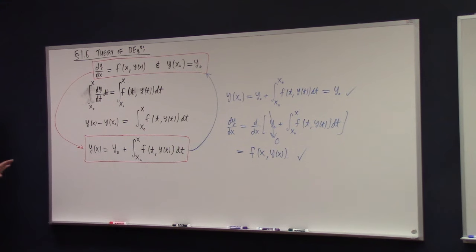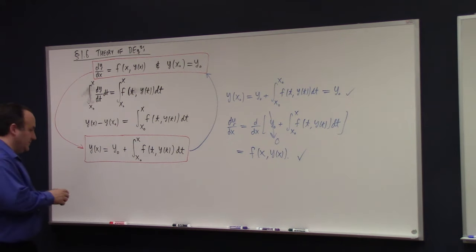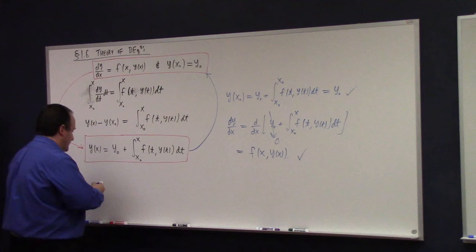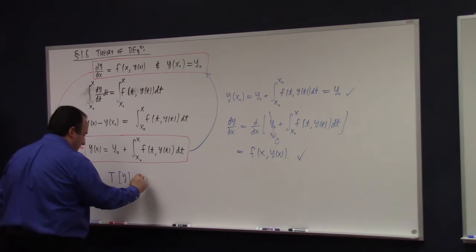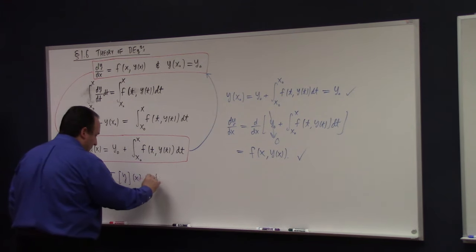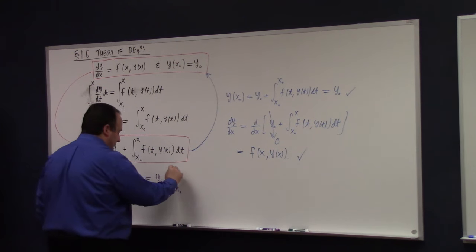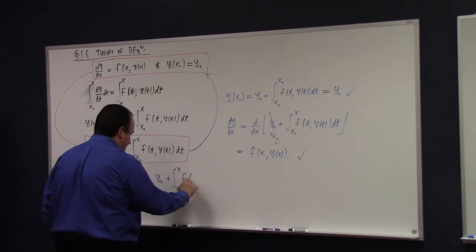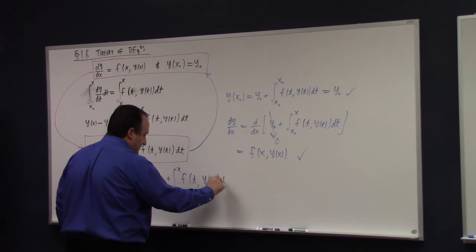So let me also point out that we can define a linear operator from the integral equation. Like so. We go T of y equals T y as a function of x, all right, is equal to y naught plus the integral from x naught to x, f of t, comma, y of t, dt.